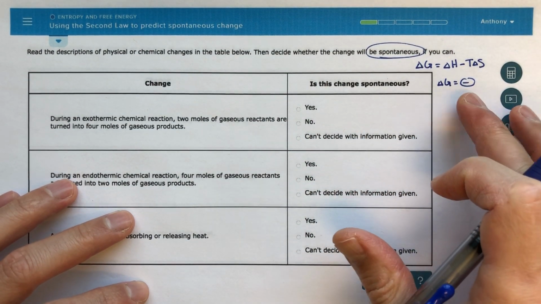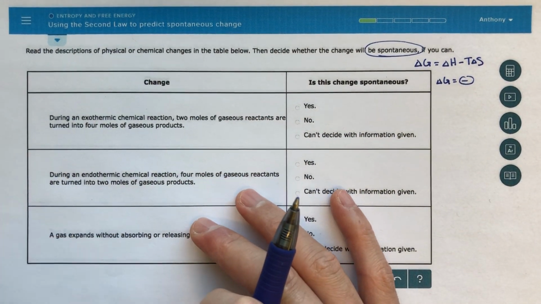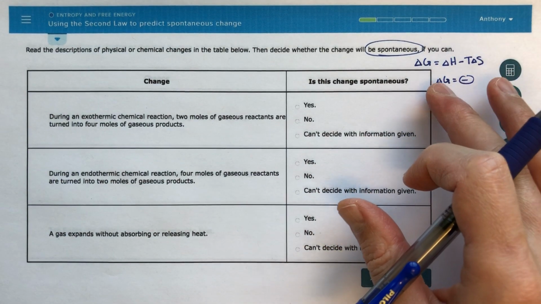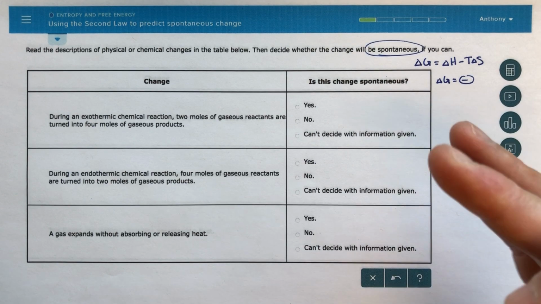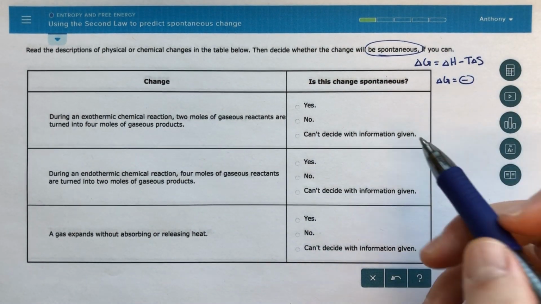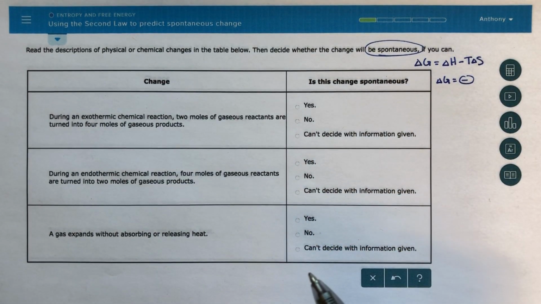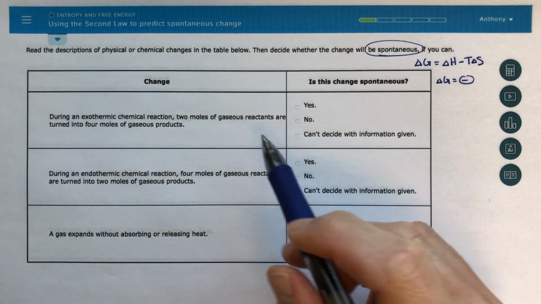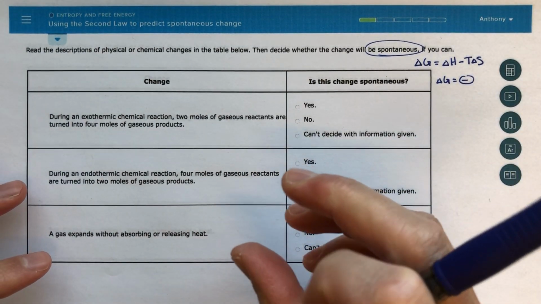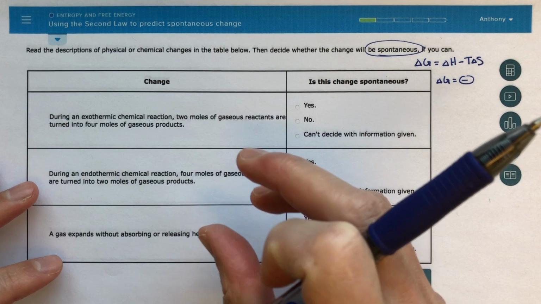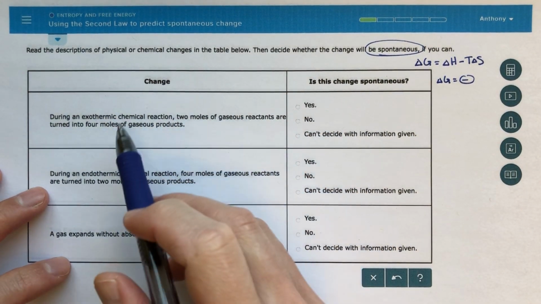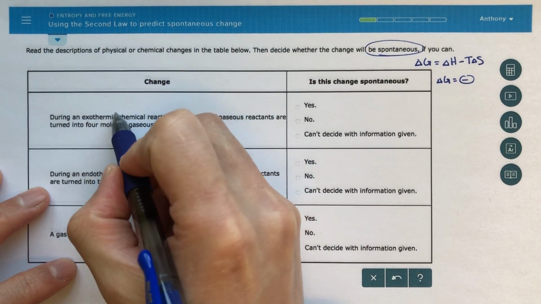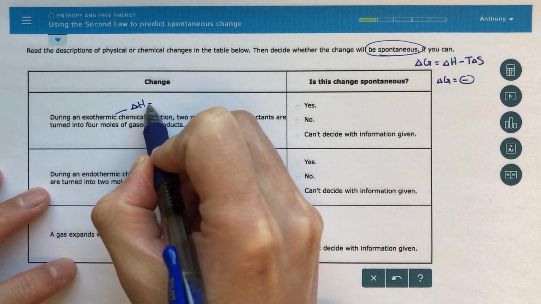We're going to be looking for, based off of what these changes are, do I see a negative delta G, a positive delta G, or a delta G that I'm not sure of? That last case means we can't decide with the information that's given. So let's go ahead and do the first example. What we're really going to be looking for is picking out the delta H and the delta S information from the change that's given. If you see the word exothermic, right away we know that delta H is going to be negative.